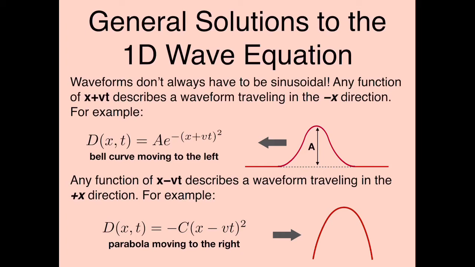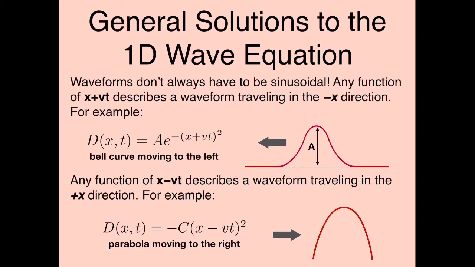We've talked a lot about sine waves, right? We've talked about waveforms that look like a sine curve, and that's fine. But in general, a waveform doesn't have to have that sinusoidal shape, okay? There are other possibilities. And so what we'll see is any function of x plus vt, okay? In other words, you always see x plus vt appear in this exact combination. That will describe a waveform that's moving in the minus x direction.